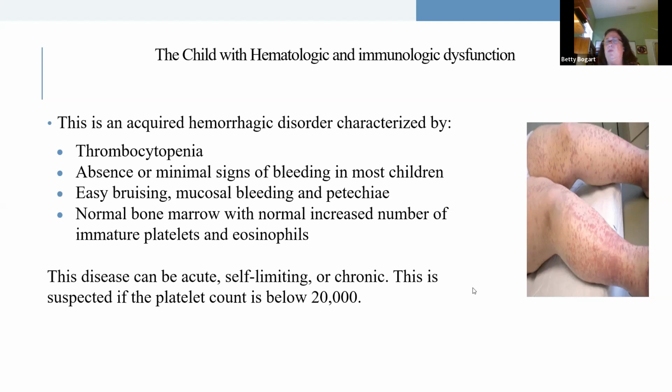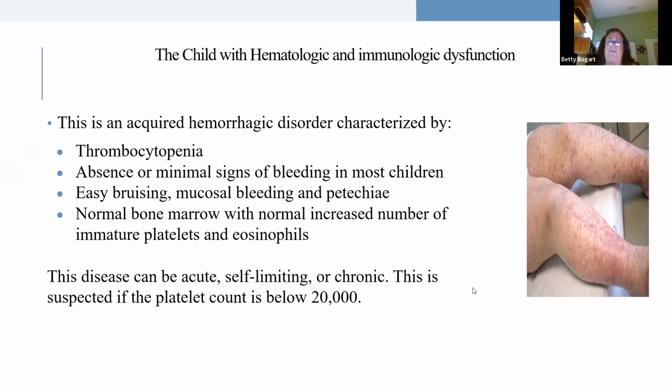You're going to see them bruising. You're going to see them brushing their teeth and bleeding from their gums. And what you're going to see is platelets that just don't work in some of these. Idiopathic thrombocytopenia purpura, ITP, is one of those conditions where you have that low platelet count. And it's usually following an upper respiratory infection.